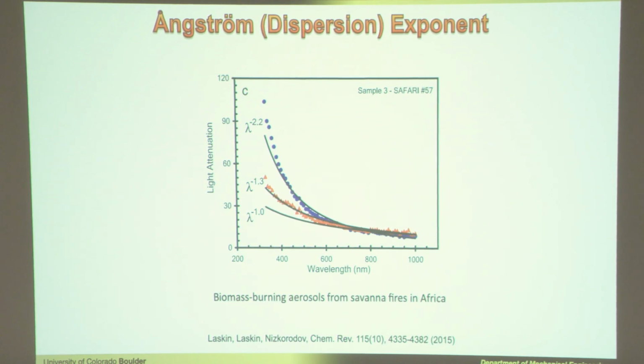So remember, the dispersion exponent, we call it the Angstrom exponent in atmospheric sciences, right? Look at this. This is a paper about biomass burning aerosols, and they're measuring the dispersion exponent. They're trying to figure out, so when they see a high dispersion exponent, what do you think they are attributing that to?